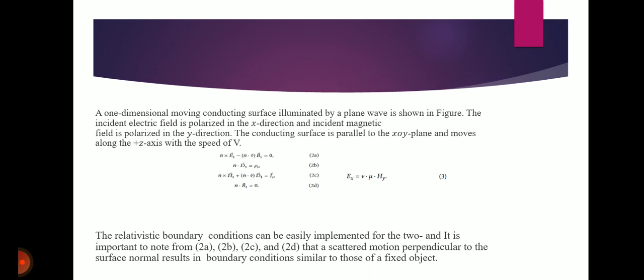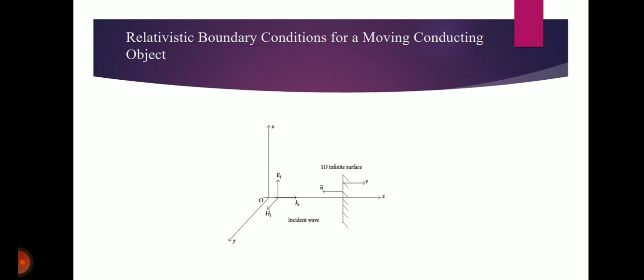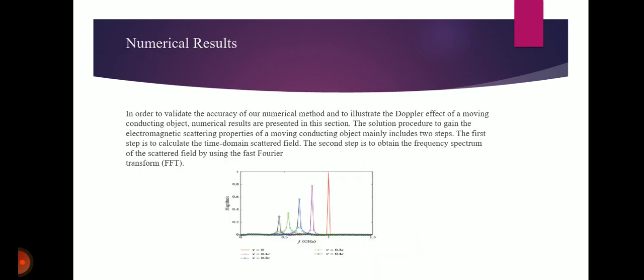Then the incident electric field is polarized in the x direction and the incident magnetic field is polarized in the y direction. Then the equation is E_x = V into Q into H_y. Then the four conditions, that is 2a, 2b, 2c, 2d, are the relativistic boundary conditions, where scattered motion perpendicular to the surface normal results in boundary conditions similar to those of a fixed object. Here the incident wave and the indefinite surface.